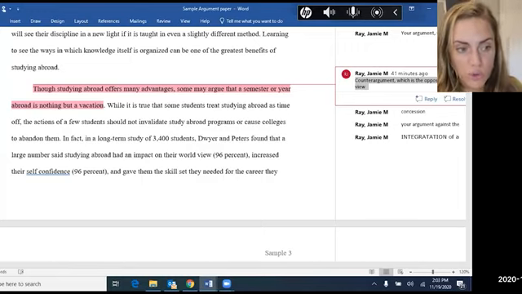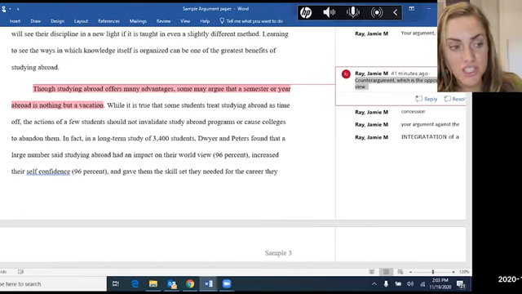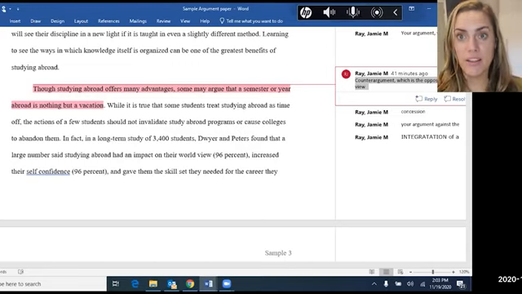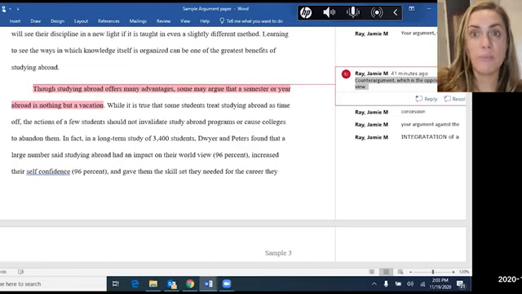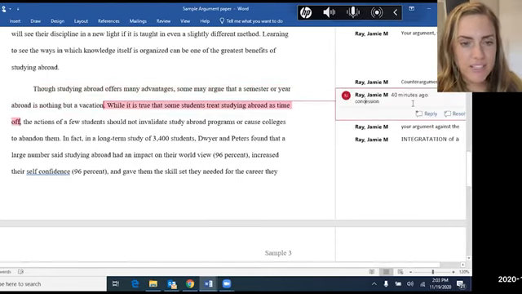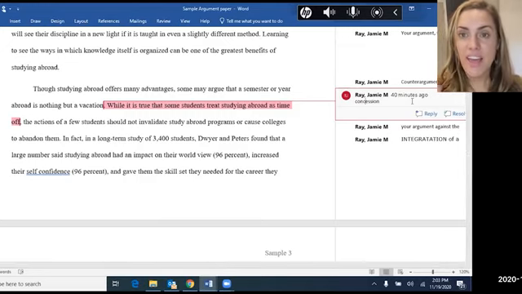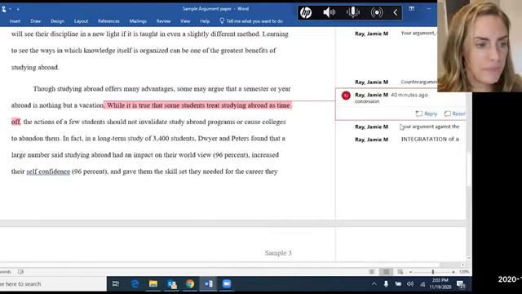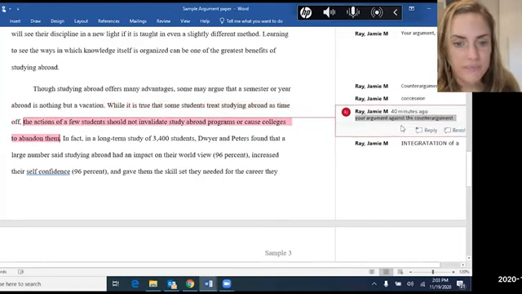So, "though studying abroad offers many advantages, some may argue that a semester or year abroad is nothing but a vacation." That's the counter argument. That's what other people are saying, the people that disagree with her. "While it is true that some students treat studying abroad as time off," that's the concession. That's where the author acknowledges the counter argument and says, yeah, I get what you're saying. And then you move on.